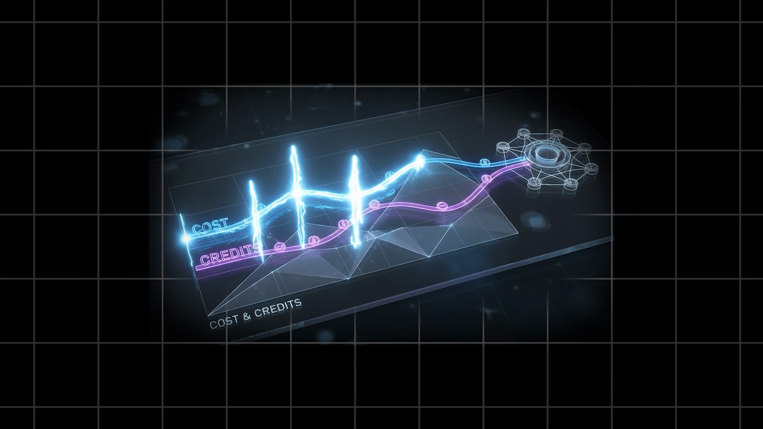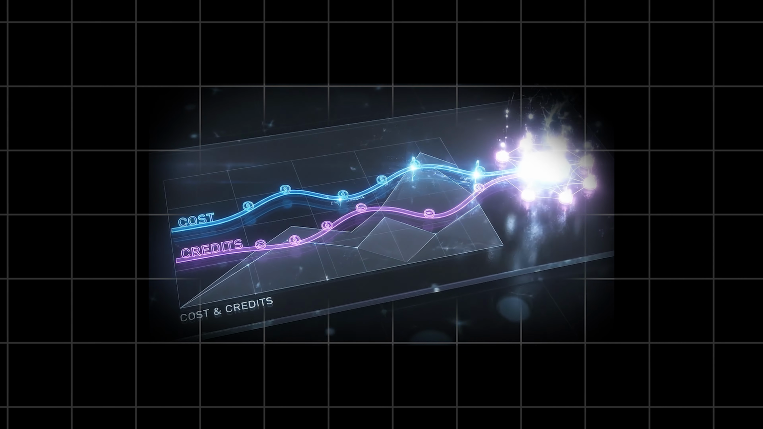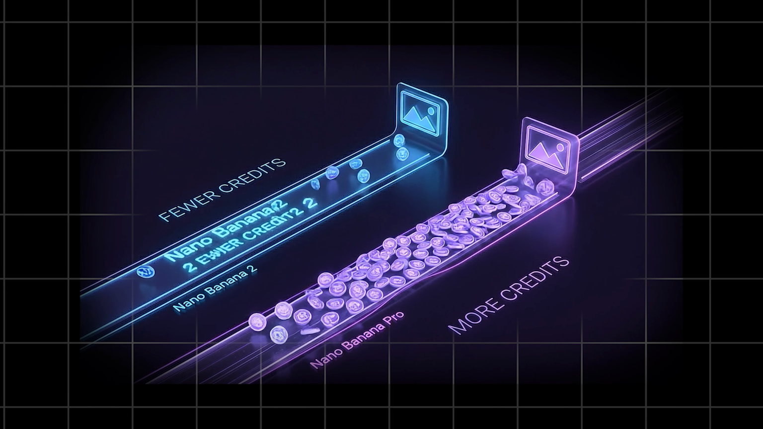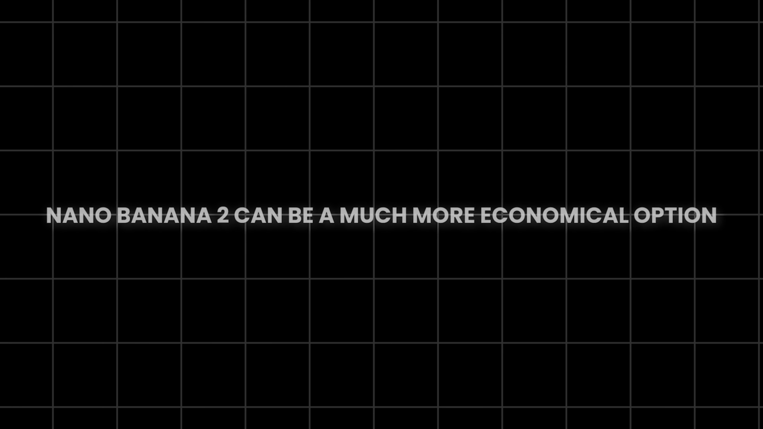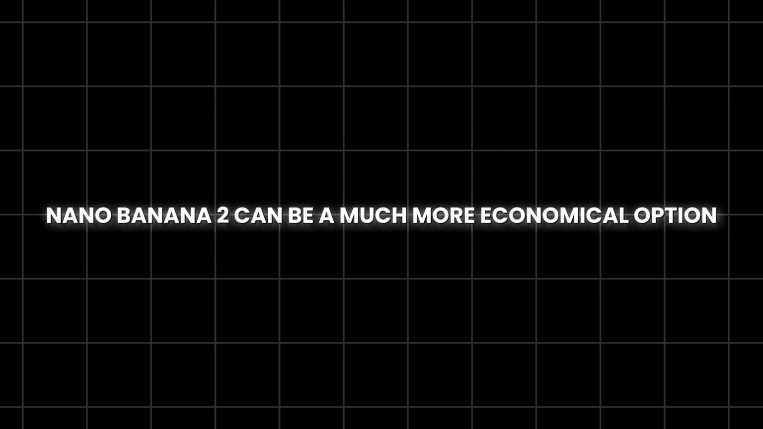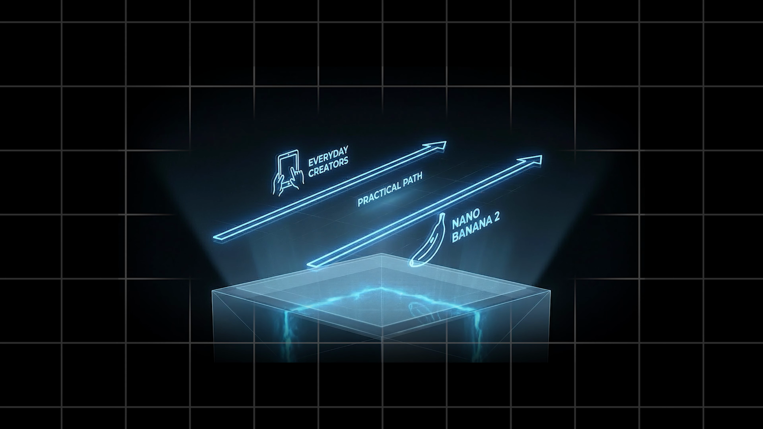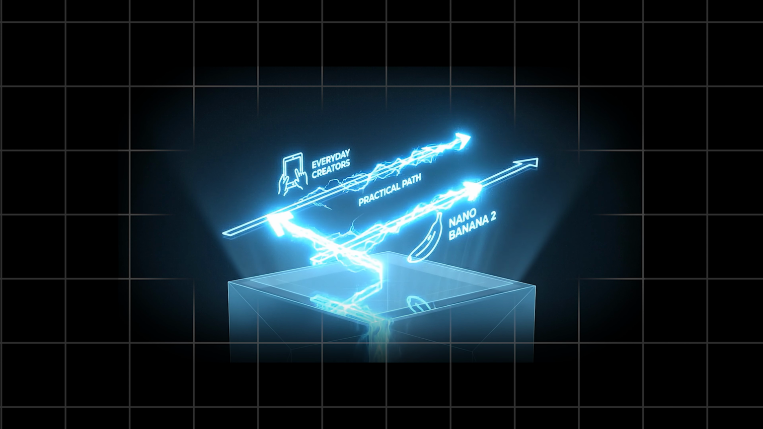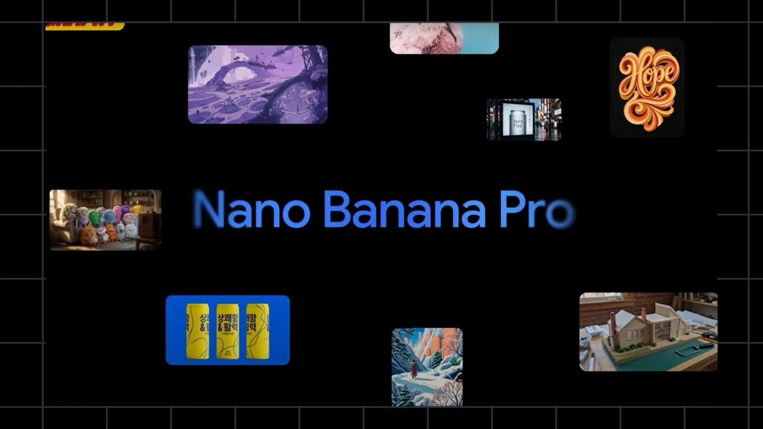Another practical difference is cost and credits. In many AI platforms, Nano Banana 2 requires significantly fewer credits per image compared to Nano Banana Pro. So if you're experimenting or generating lots of variations, Nano Banana 2 can be a much more economical option. So which one should you actually use? For most everyday creators, Nano Banana 2 is probably the more practical model. But if you're chasing that final extra level of visual detail, Nano Banana Pro still has the edge.